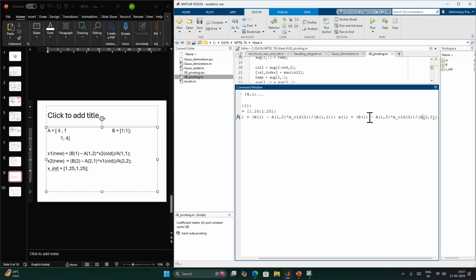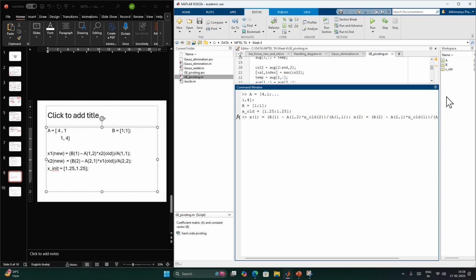This will become 2, this will become 2, this will become 1, 1, 2, 2, 2, right? And we will replace the x old with x after every iteration, right? Basically the update rule is we are using the x old to calculate the new x, and then we are replacing the x old with the new x, right?